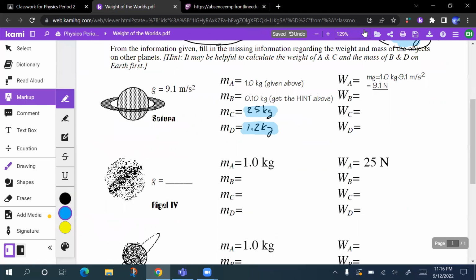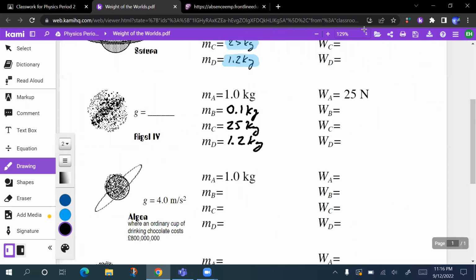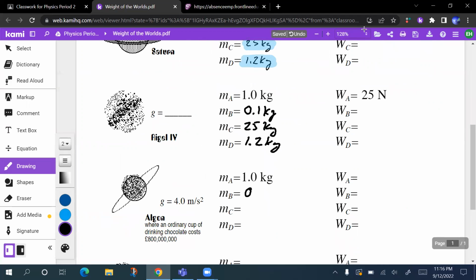Okay, so for the second planet, Regal 4, we know mass B is 0.10 kilograms. We know that mass C is 25 kilograms. We know mass D is 1.2 kilograms. So take a moment to just go ahead and do what I'm doing. Let's copy down those masses for every planet because they don't change from planet to planet. The size of the objects in kilograms do not change.